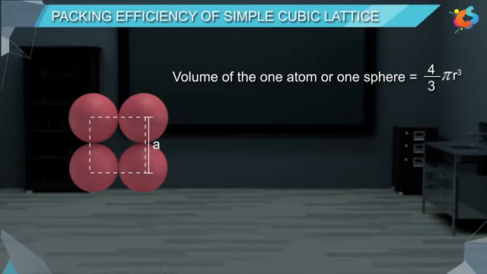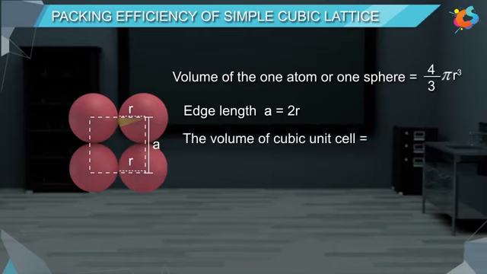Let a be the edge length of the unit cell and r be the radius of sphere. The spheres at the corners are touching each other. Then we have edge length a is equal to 2r. The volume of cubic unit cell is equal to a³, which is equal to (2r)³, which is equal to 8r³.